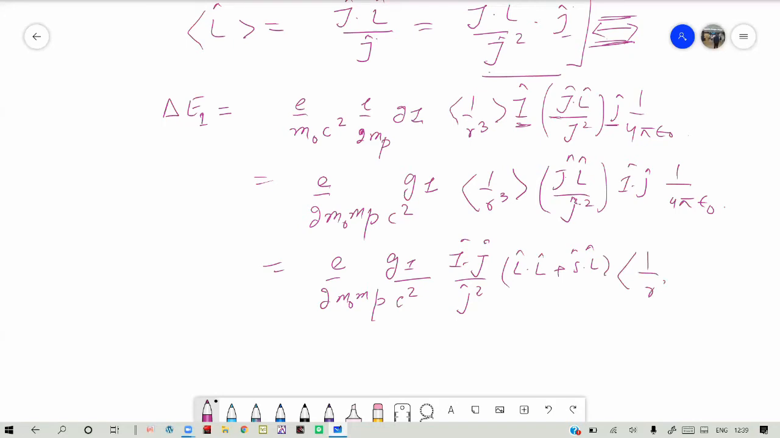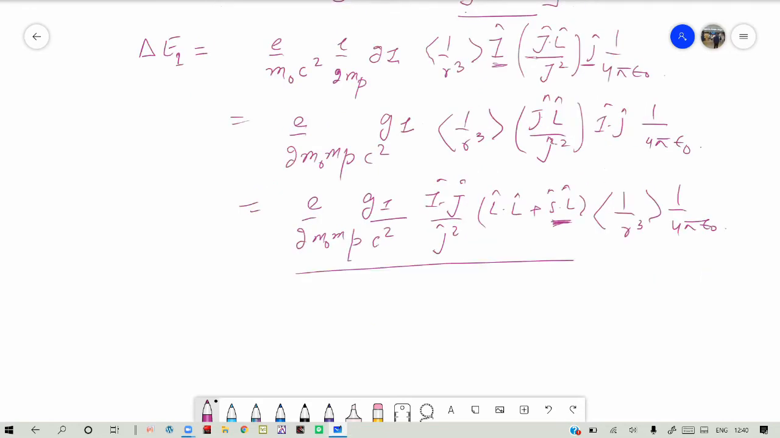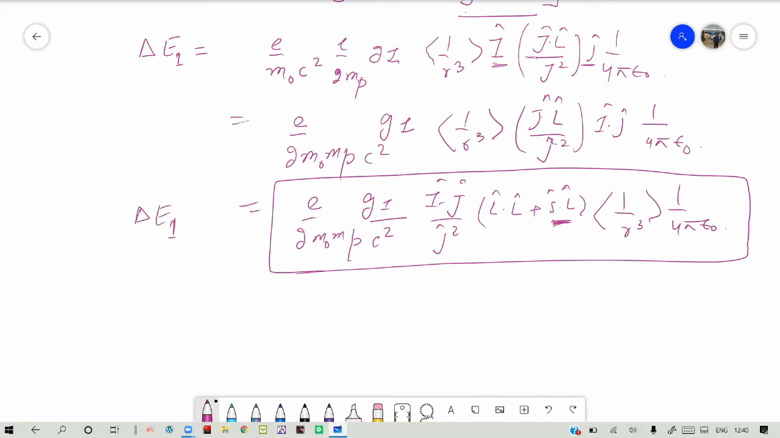And we can have 1 by R cube into this. If you are ignoring the spin interaction with the spin orbit interaction, then this S dot L you can take zero. But if you're not ignoring, then this is the expression. Now you need the value of this 1 by R cube, and we will put it in at the end. So this is one part when we consider.